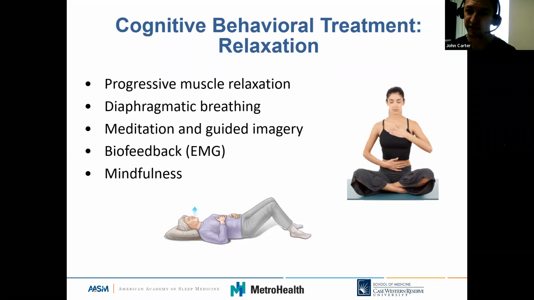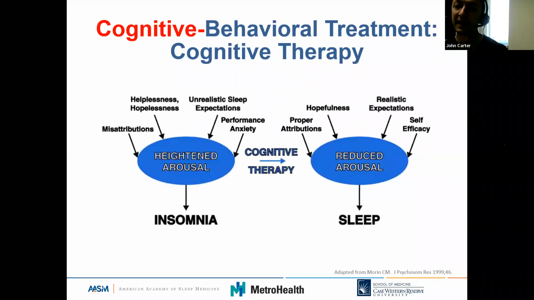I'm a big fan of diaphragmatic breathing or square breathing, simply because it's easy to learn. It can be practiced anywhere, and it's useful for more than just insomnia. But again, you're going to be designing an approach that specifically works for your patient. And then cognitive therapy focuses on restructuring the cognitive misattributions that come along with insomnia.